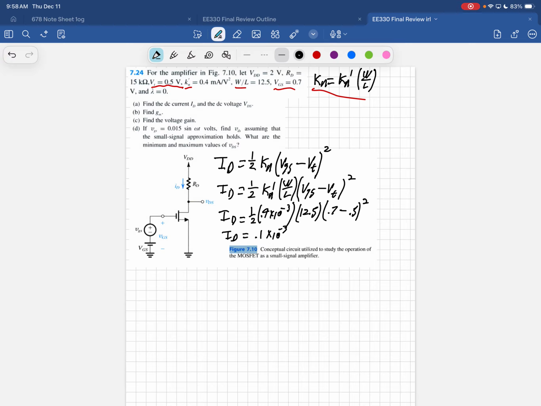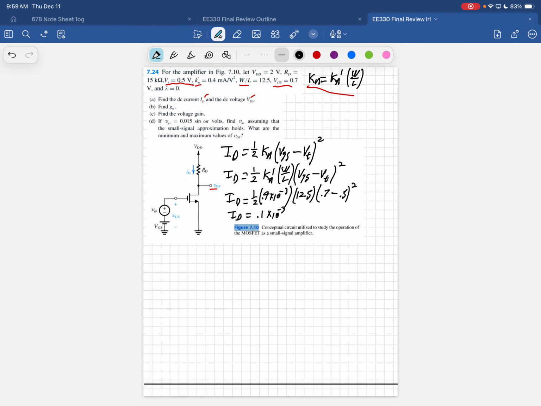Okay, so I come back, I look at the problem. That's the first thing they asked me, actually: they asked me for ID. So we have that. Next thing they want is VDS. On the figure, VDS is right here. That's our output voltage. So how would we get that? VDD minus VDS. Yep, just VDD. You take the voltage source up top, and you just subtract the voltage of that resistor, which is IDRD. Yep, exactly.